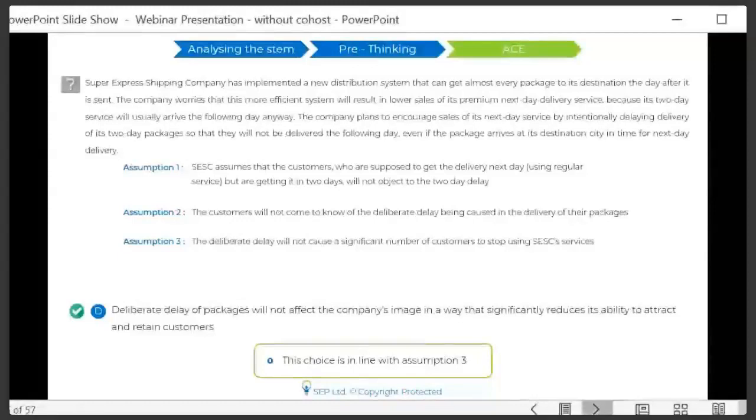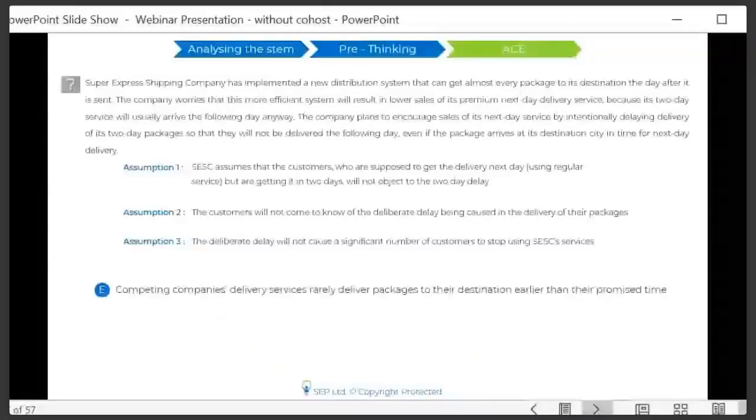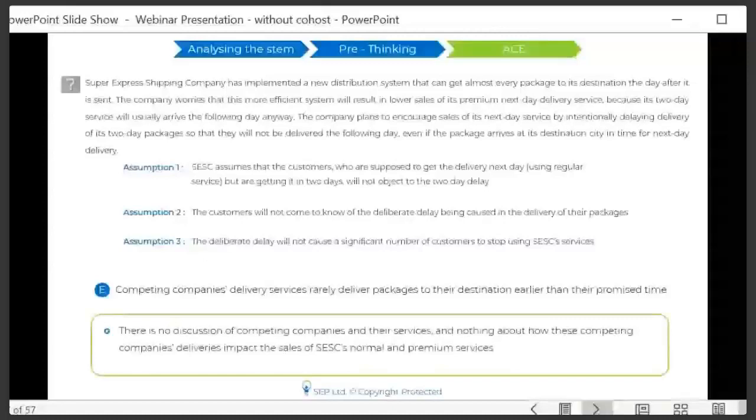Choice E. Again, some of you chose choice E, so let's see. Competing companies' delivery services rarely deliver packages to their destination earlier than their promised time. Now, if you see again, the argument does not contain any discussion about competing companies and what they offer. All right? There is nothing given about how these competing companies' deliveries impact the sales of SESC. There is no relationship given either. Thus, this choice is also out of scope of the conclusion in the argument and therefore is incorrect.